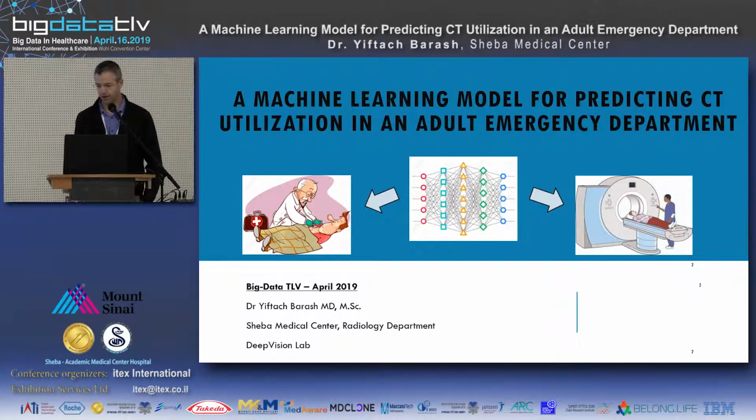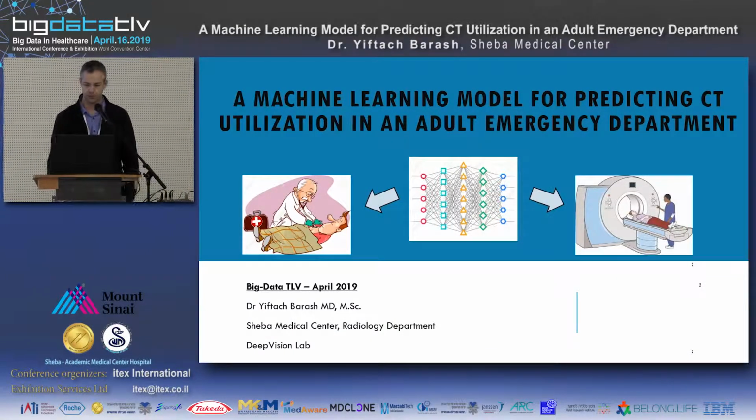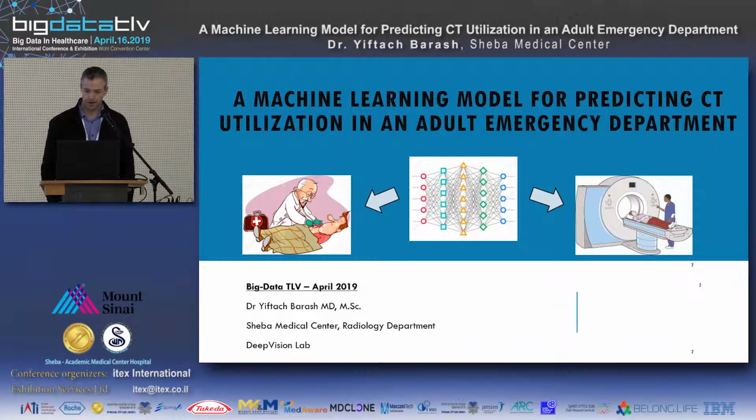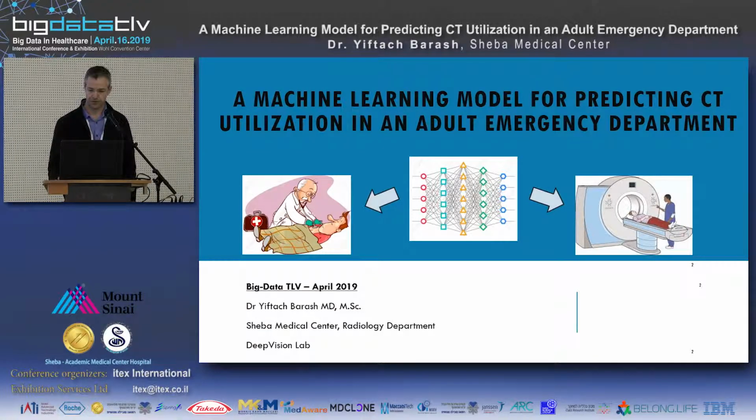So, hi, I'm Yiftach, and I'm a medical doctor and electrical engineer at the Sheba Medical Center. I'm currently a researcher at the DEEPVISION lab under the radiology department at Sheba, and I'm going to speak today about our latest research, which is a machine learning model for predicting CT utilization in the ER.